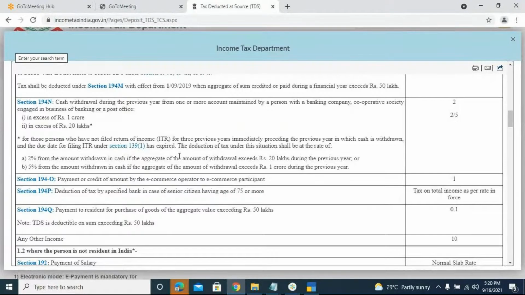For those persons who have not filed ITR for the 3 previous years immediately preceding the previous year in which cash is withdrawn, and the due date of filing has also expired, then what kind of TDS?